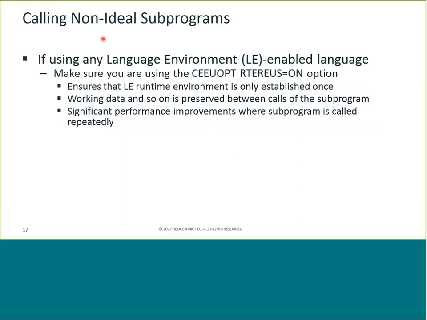If you're calling non-ideal subprograms, make sure you have linked the subprograms with the CEEUOPT RTEREUSE=ON option. That's the runtime environment reuse. This ensures that the LE runtime environment is only established once. You may be calling this COBOL subprogram 1,000 times in your execution, but it only establishes the LE environment once in this case. Otherwise, it throws it away and reestablishes it all on each call. Two advantages to having this. It means the working data is preserved between calls. You don't have to keep reinitializing all your working data from the parameter section on each call because it's preserved for you. And it makes a big performance improvement if it's a heavily called subprogram.